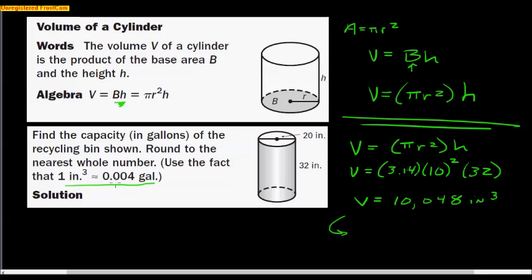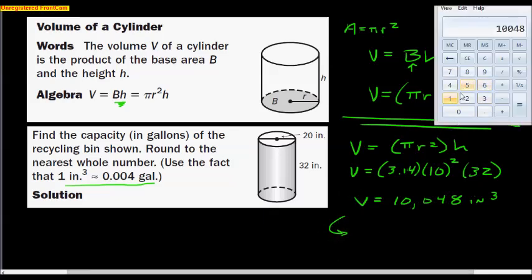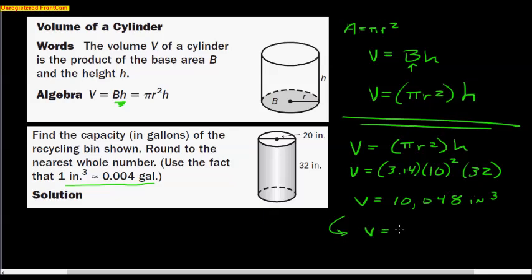All right, and knowing this fact right here, 1 cubic inch, or 1 inch cubed, is approximately 0.004 gallons, that means I can just multiply this by 0.004, and I get approximately how many gallons I'm going to have. So I'm going to take that number, and I'm just going to multiply by 0.004 here, and that's 40.192. So if I round it to the nearest whole number, that's going to be 40. All right, so the volume equals 40 gallons.